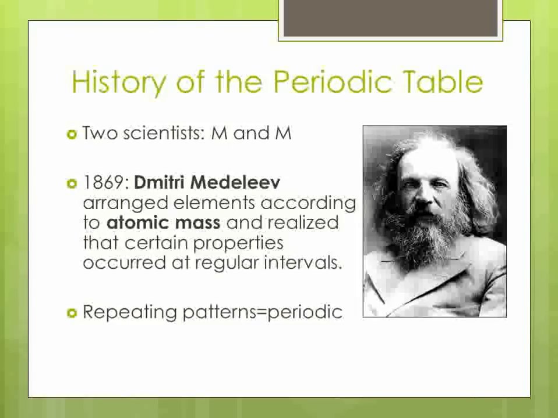And what he did was he basically just arranged the elements. He had them on cards, and he arranged them according to their atomic mass. So he just realized, okay, the small ones, I'll start with those first, and then I will just keep increasing them as the atomic mass increases. And what he realized was that certain properties occurred at regular intervals. And basically, that's where we get the word periodic from. Periodic just means that there are repeating patterns.